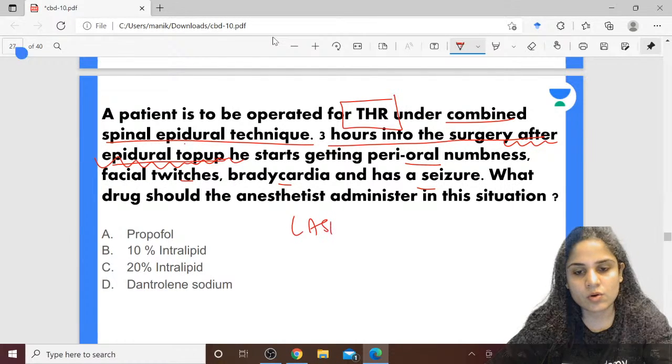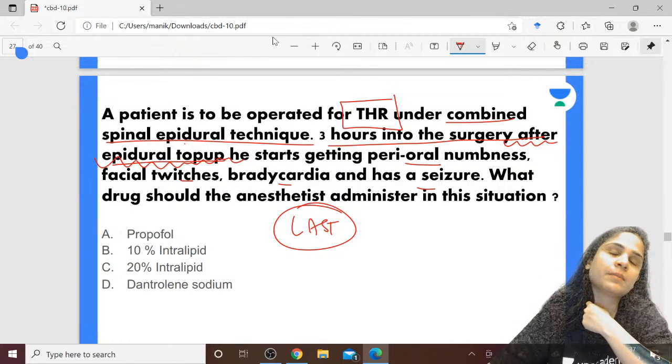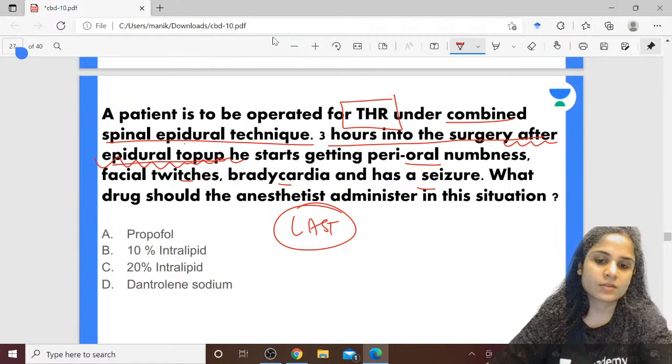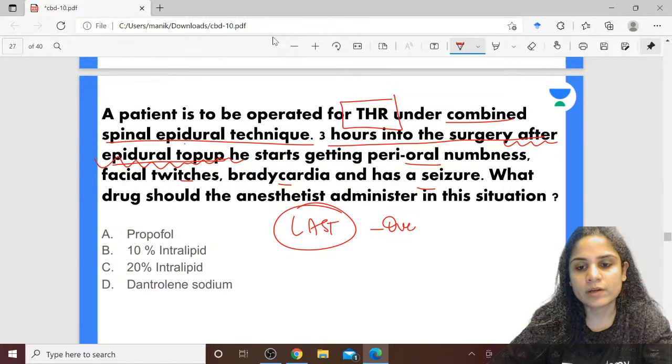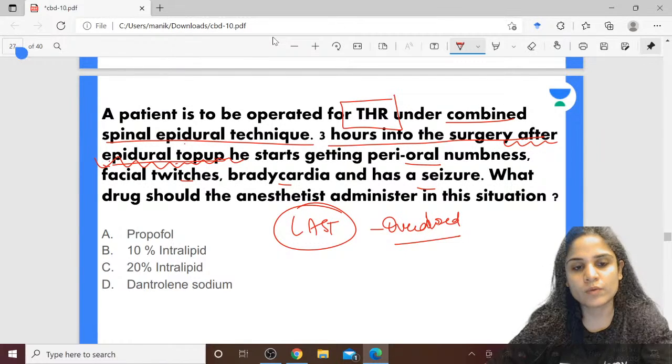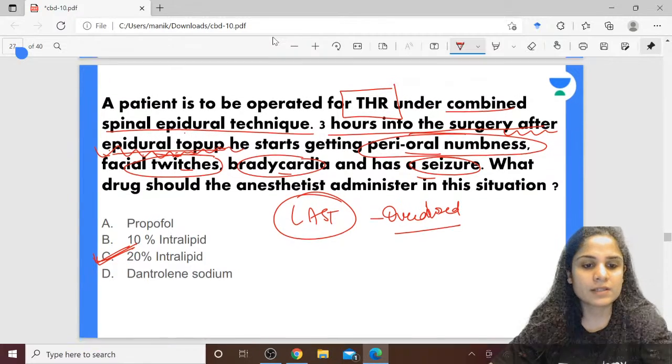Yes. So, all these are features of local anesthetic systemic toxicity. Previously I told you, while giving the brachial plexus block, you were getting it because of accidental intravascular injection of the drug. Here, you have overdosed the patient. You have not correctly calculated the dose and you have given it in overdose. So, after giving epidural top-ups again and again, your patient is having overdose and local anesthetic toxicity. And this local anesthetic toxicity is presenting just like the previous one with numbness, twitches, bradycardia and seizure. So the treatment will be the same as the previous one. You will give 20% intralipid to save this patient.